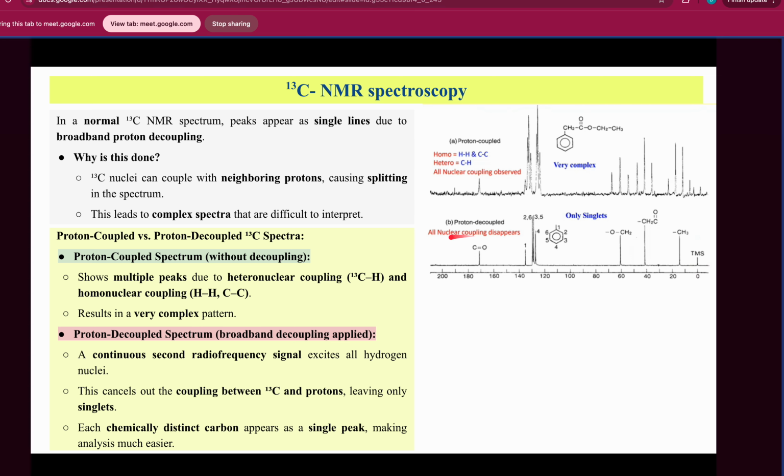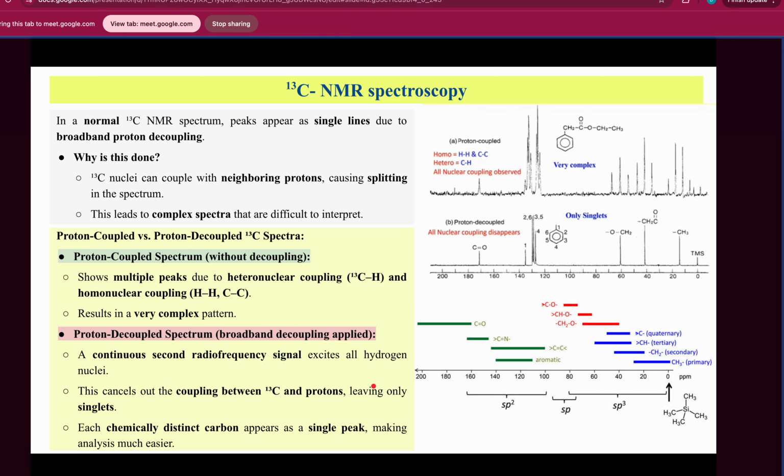So proton decoupled means all nuclear coupling disappears. So a single peak is visible and it makes the spectrum easier to analyze. So that is the reason. And this is the distribution. In the previous slides, we have seen the different factors which were influencing the chemical shift values. In this case also, hybridization, electronegativity, all those things influence how the chemical shift value will vary.